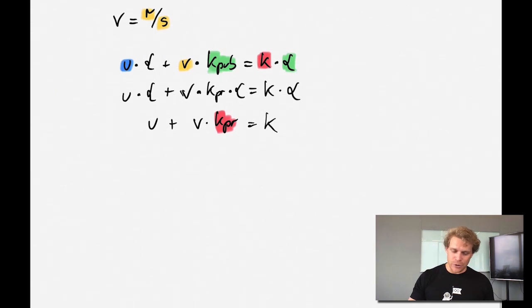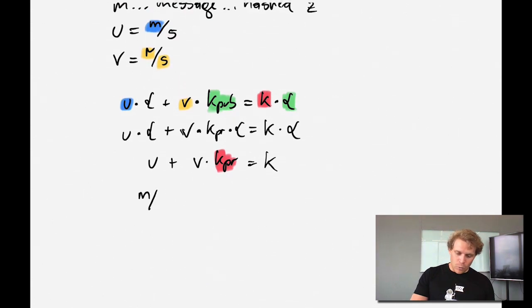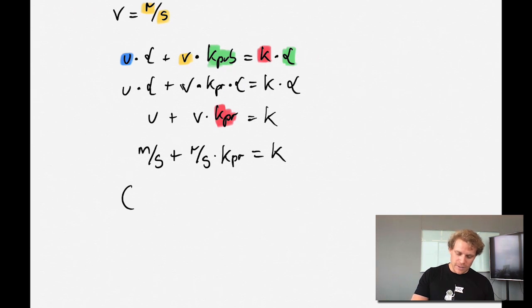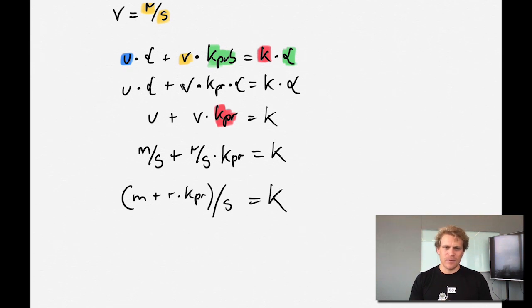So let's do some substitutions. Let's substitute U, put M over S, because that's derived from above. Let's substitute V, that's R over S times K private, and that equals K. So what I can do now is put this into brackets and write M plus R times K private over S equals K. Very straightforward. So again, the message is something you're giving me. R is something that I can calculate from K, but it only works if I know the private key, and I need to calculate S.